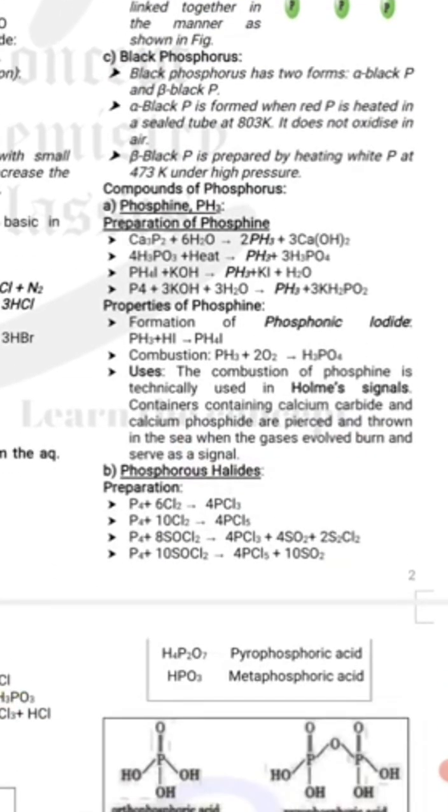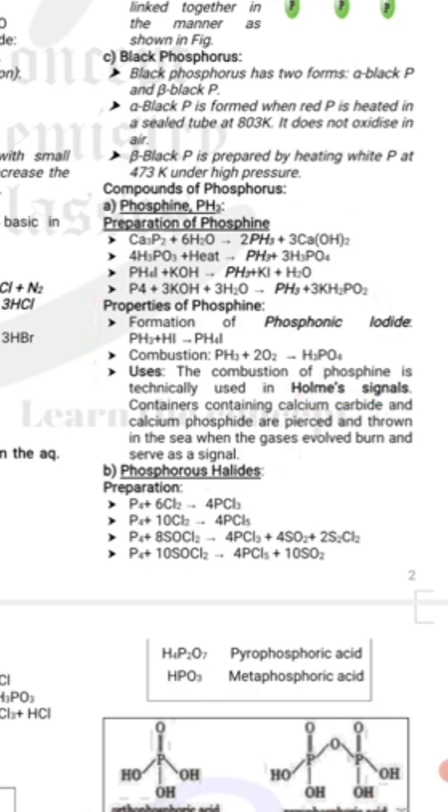Okay, next is compounds of phosphorus, that is phosphine. Phosphine is PH3. These are some preparation reactions of phosphine, and these are some properties of phosphine. Holmes signal is that signal which is used at sea when a ship is in danger. They give out some signal. That signal is called Holmes signal. Okay, and for that signal phosphine is used.